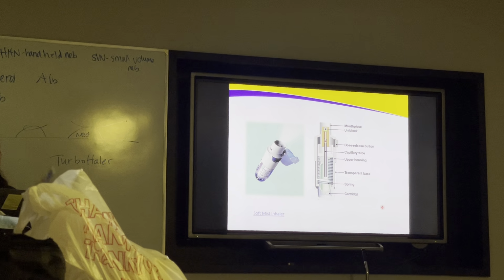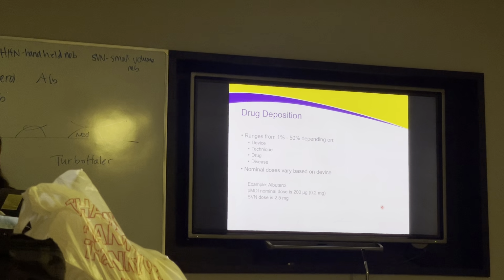Now, if I told you that some devices that you breathe on only deliver 50% of the medication, that might seem like a little bit of a waste, right? Like, well, you just gave me a big dose of medicine, but only 50% of it actually got to me. It's really not much different than the drugs that you take orally, depending on what you're taking, okay? All right.